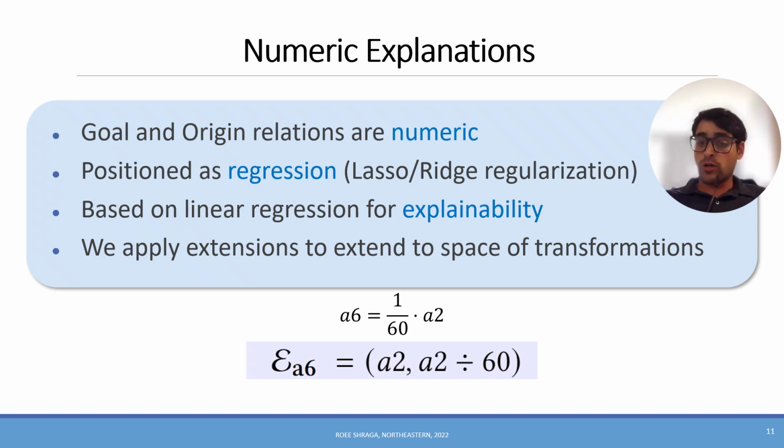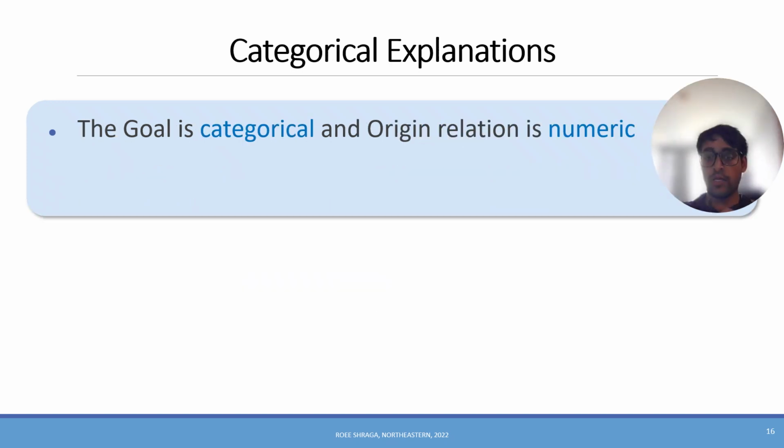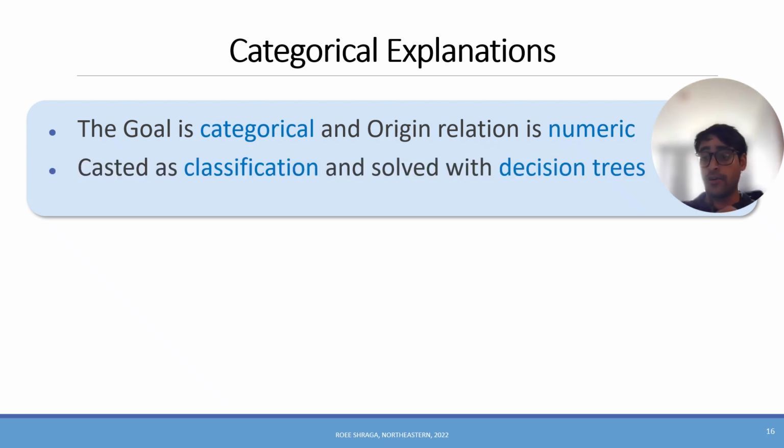Our work also introduces extensions such as polynomial regressions and some math operations that try to cover more ground of transformation that exists out there. The second type of transformation that I'm going to cover in this talk is categorical explanations. Specifically, the goal here is categorical, and the origin is normally a numeric value. Here, we cast the problem as a classification problem, and again, to enhance explainability, we build on top of decision trees.